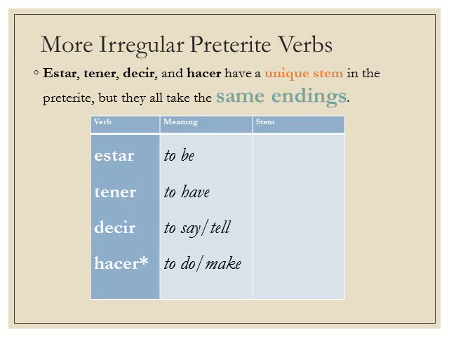So estar means to be. Its stem is estuv in the preterite tense. Tener means to have. Tener's stem is tuv. Decir means to say or to tell. Decir's stem in the preterite is dij. And then hacer means to do or to make, and its unique stem is hic. However, there is one form that has a very, very special stem, and that's hiz, with a Z, and that's the él form only out of all the other forms. It's only the él form that does this.